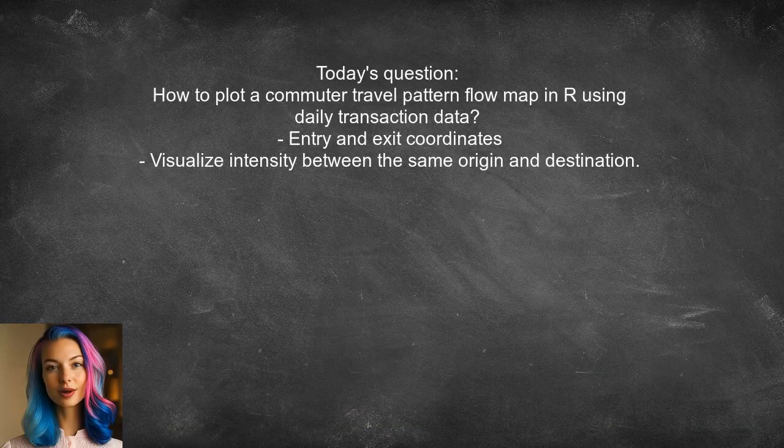Here's the specific question we're addressing today. A user asked how to plot a commuter travel pattern flow map in R using daily transaction data, including entry and exit coordinates. They want to visualize the intensity of travel between the same origin and destination. Sound familiar? Let's dive into the details.